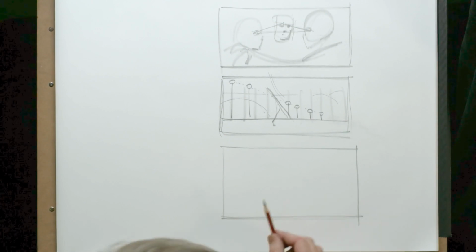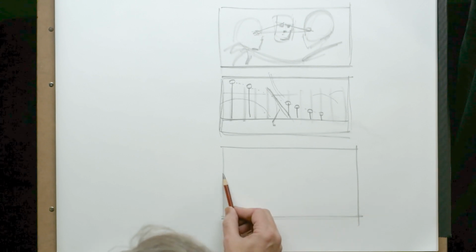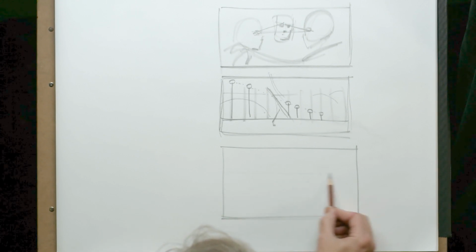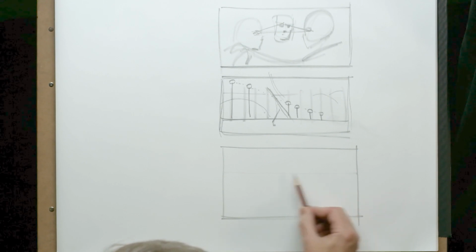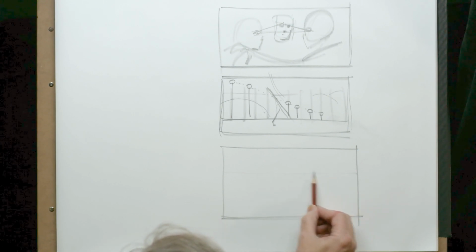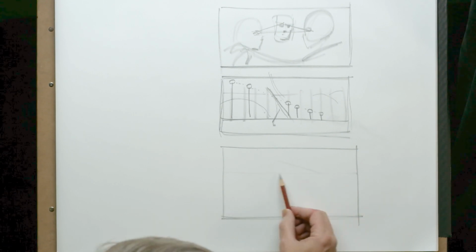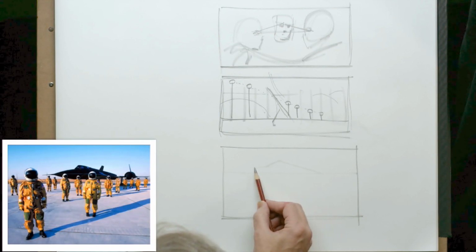Okay, so we have a horizon that's about a third up, something like this. We have this SR-71 that comes in like this and down.